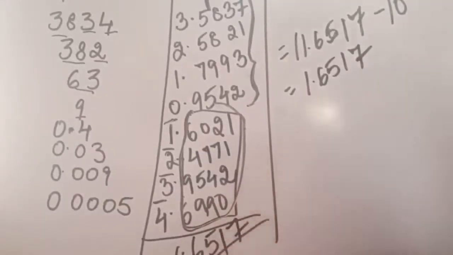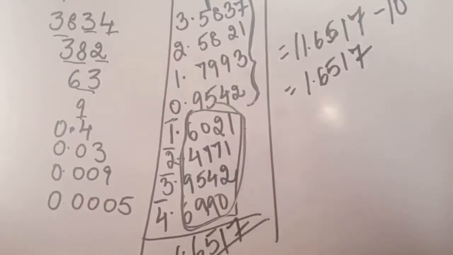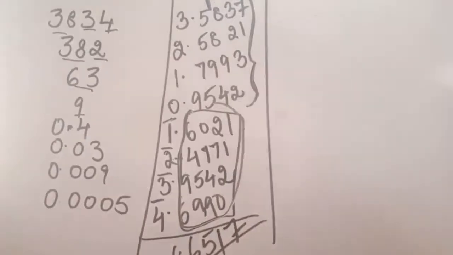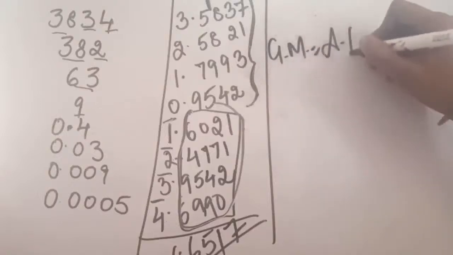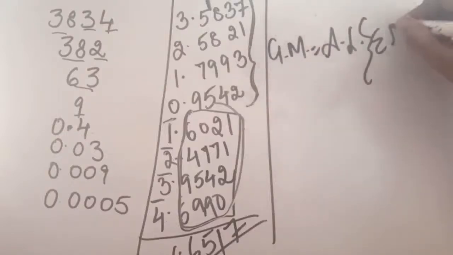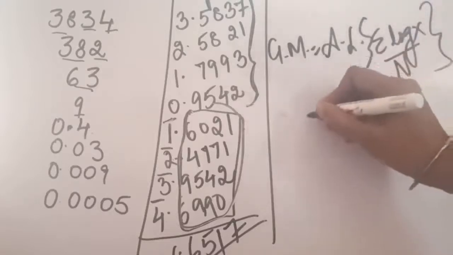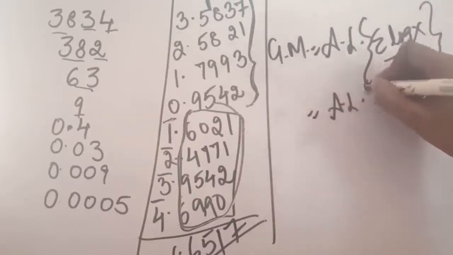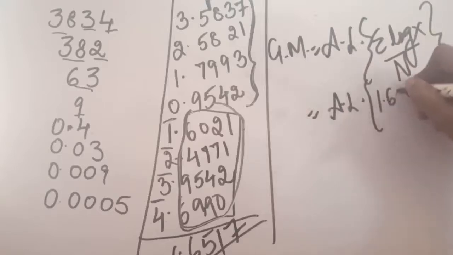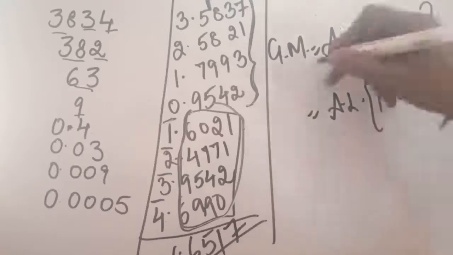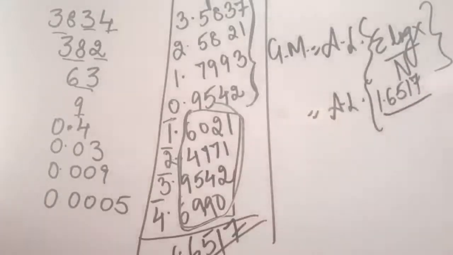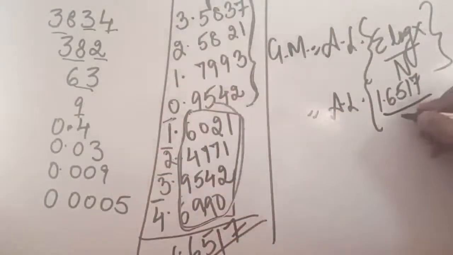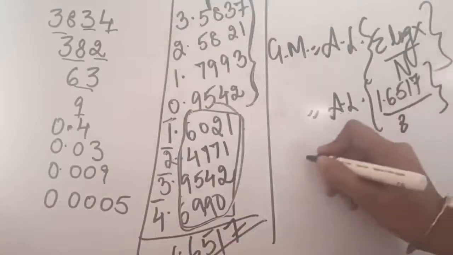1.6517 that we will use in the formula. Now let us put the formula. The formula for the calculation of geometric mean is antilog of sigma log x divided by n. So antilog of sigma log x that we just calculated, 1.6517 from here, divided by n. N in this case is the number of observations. So 8 observations are there. So we have put that.